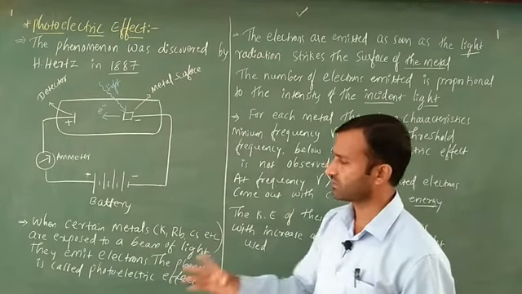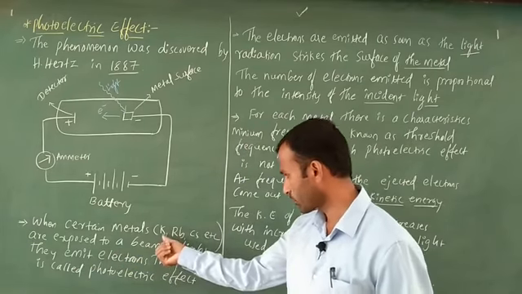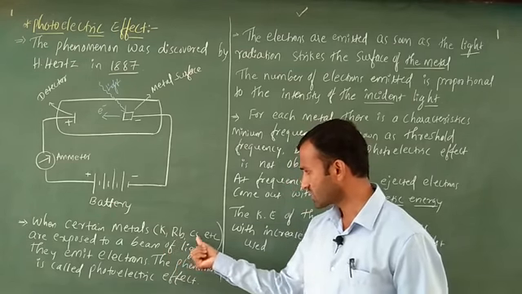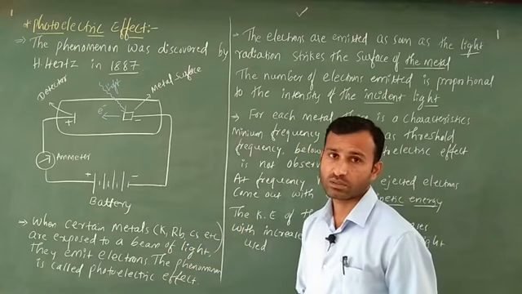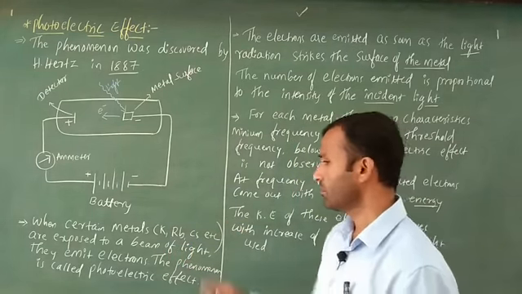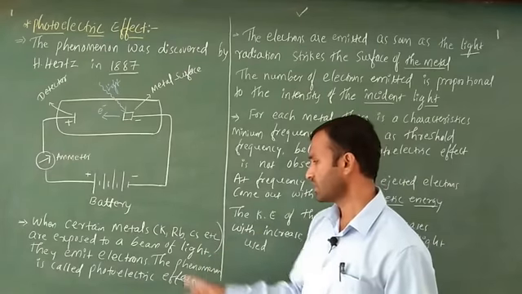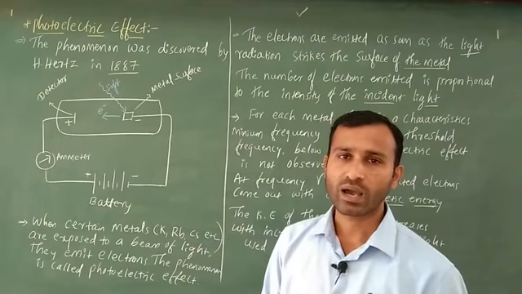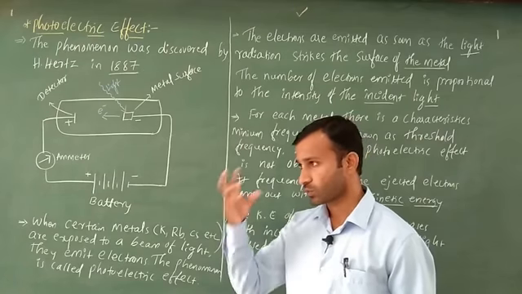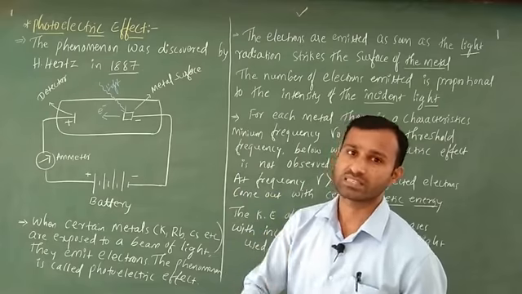Here the first point: certain metals, it may be potassium, rubidium or cesium, are used. That is most important. They are not going to use non-metals, they use metals, because metals can donate electrons. But they do not use iron, cobalt, nickel, such kinds of metals. Why not? Those metals will not eject electrons very easily.